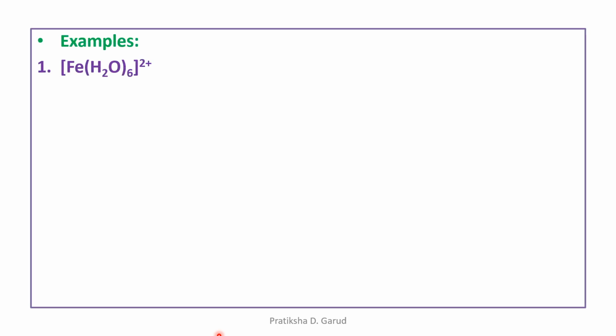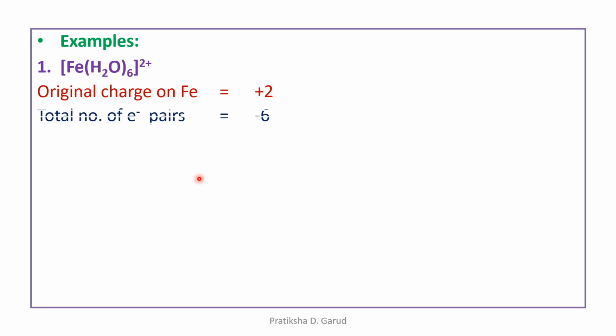We have the first example, [Fe(H2O)6]2+. So we have to find out the formal charge. The original charge on the Fe is +2. How is it +2? Water is the neutral ligand, and the complex has the +2 charge, so this Fe also has the +2 charge. Then the total number of electron pairs: as there are 6 ligands, there should be 6 electron pairs, which is -6. Then the formal charge becomes -6 + 2, which equals -4. So the formal charge here is -4.